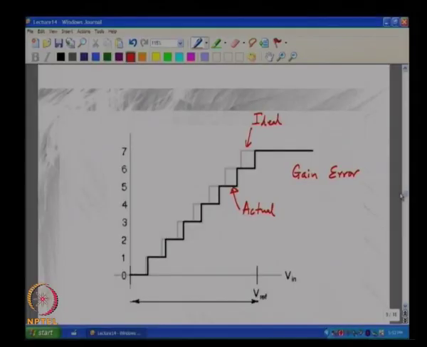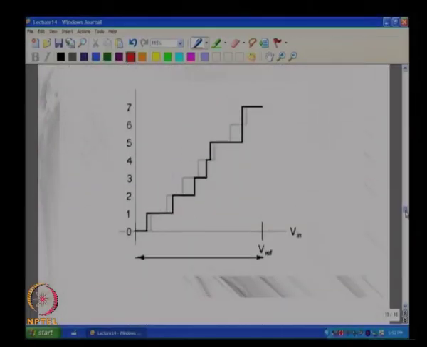You will have an offset, you can potentially have a gain error, along with a non-uniform step size. So, let us draw a picture and see a case where the step sizes are non-uniform.